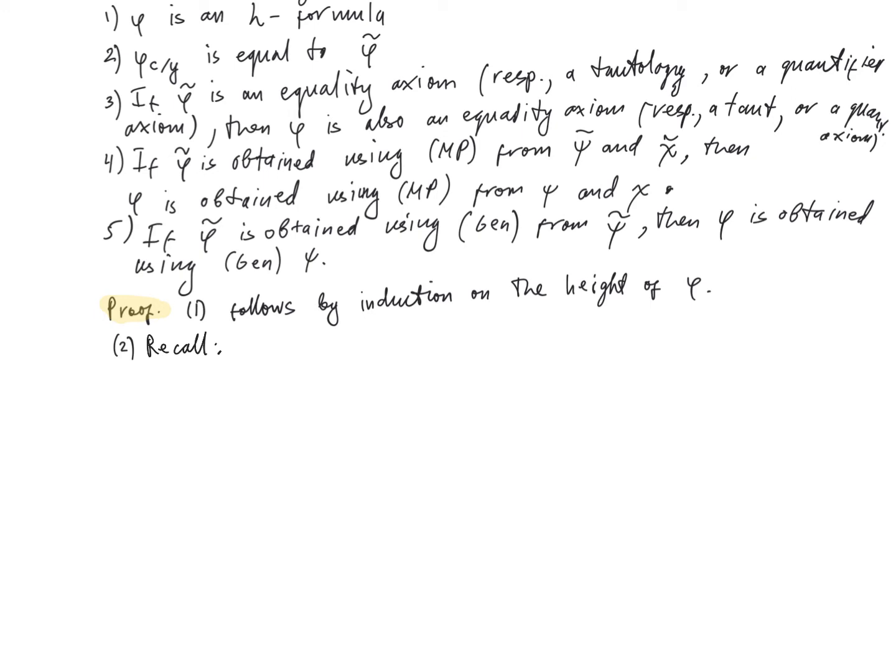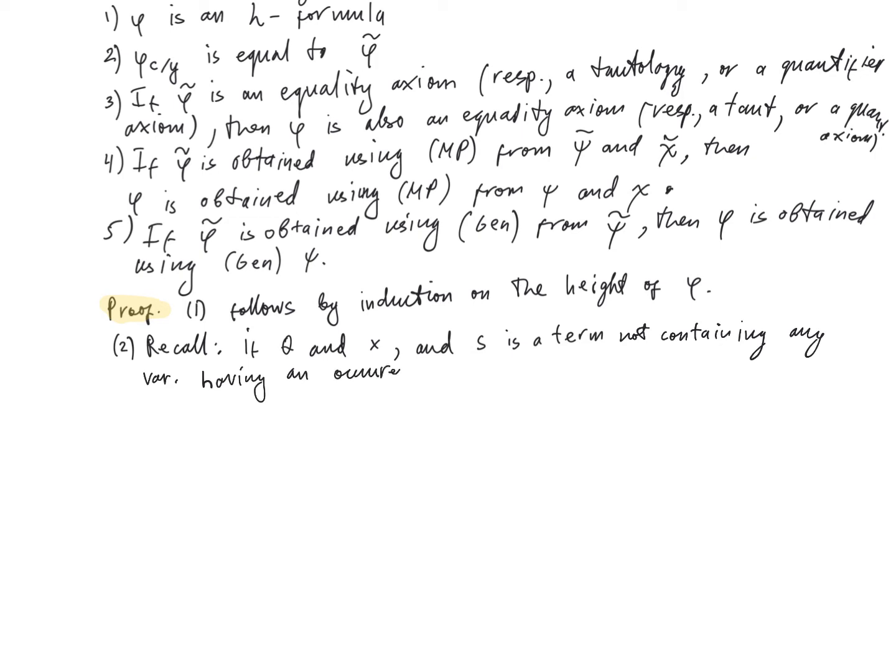Recall that if we have a formula theta and we have a variable x and assume that s is a term not containing any variable with an occurrence in theta, then the result of substituting x by s in the formula theta is what we defined as the naive substitution back then.